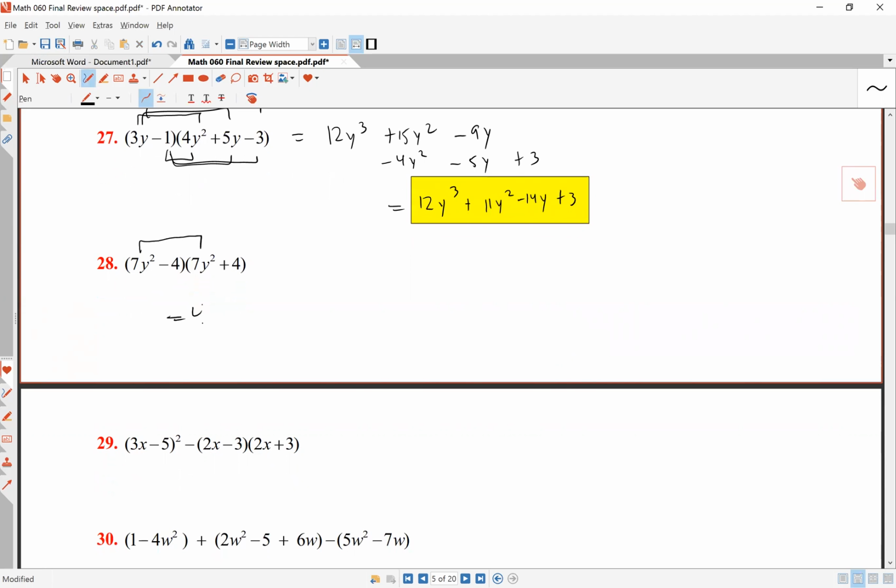Foil that. That's 49y to the 4th, 28y squared, minus 28y squared and minus 16. Collecting the like terms in the middle, they cancel each other out. We're left with 49y to the 4th minus 16.